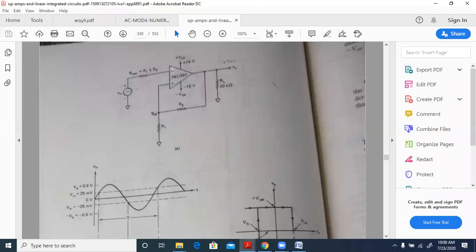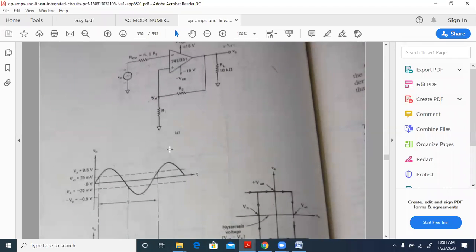If you just change this to plus and this to minus, it will become a non-inverting amplifier. So don't do that. If this is plus and this is minus, then it is a non-inverting amplifier. In the test, as I said, values might be changed, and you might also be asked to draw the figure corresponding to that and the waveforms and whatever values are there.